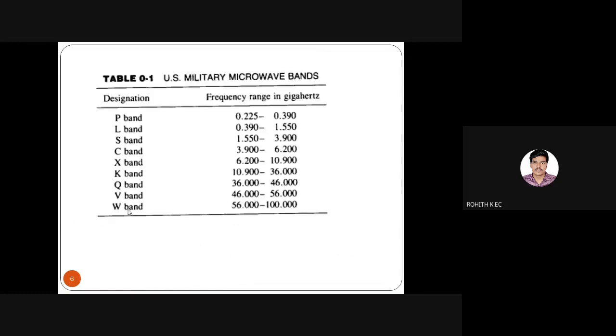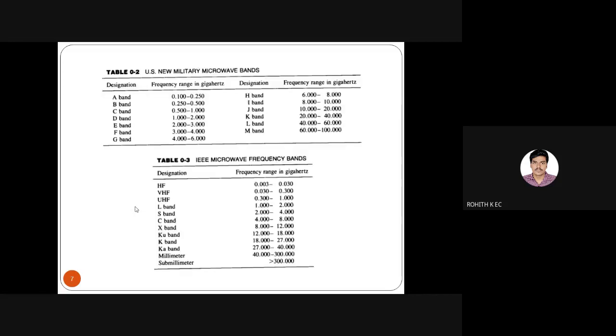And when we talk about the frequency designated for these microwave frequency bands, these are the IEEE designated bands. These are now updated, but in most of the literature, the designation still used is the older version. So this is the IEEE microwave frequency bands.